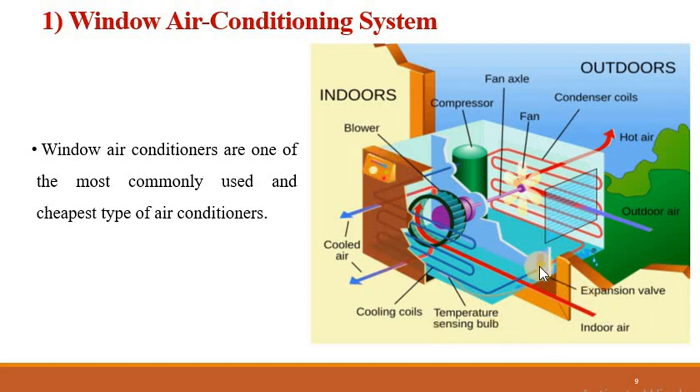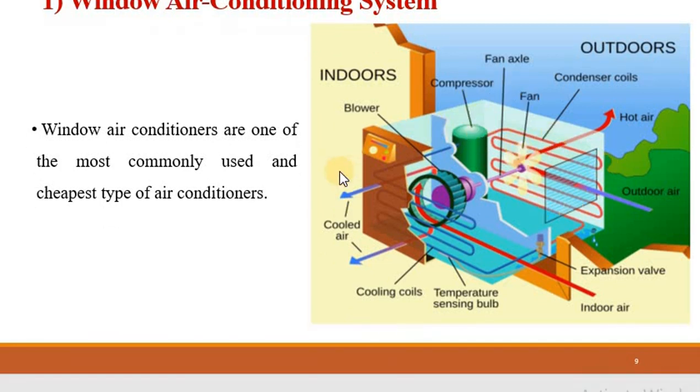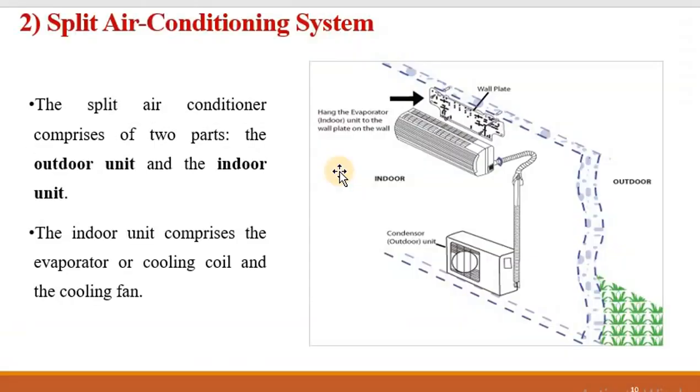These are the expansion valves. Normally in window AC we use different throttling valves, but capillary tube was also used. This is the compressor and this is the condenser, which is normally outside the room, in the outdoors.